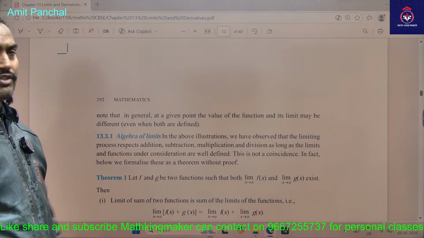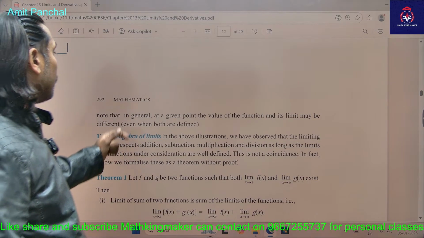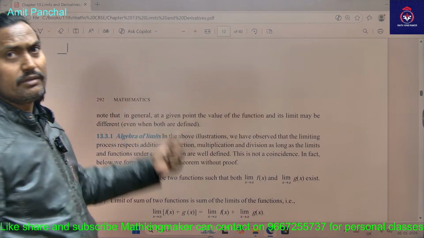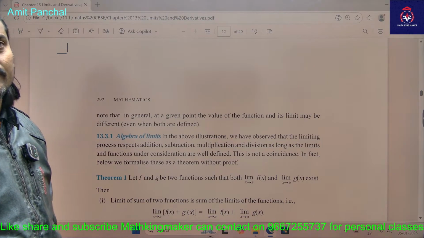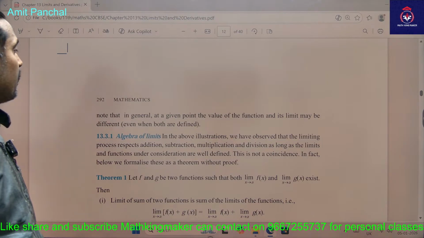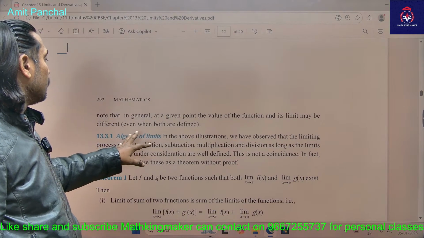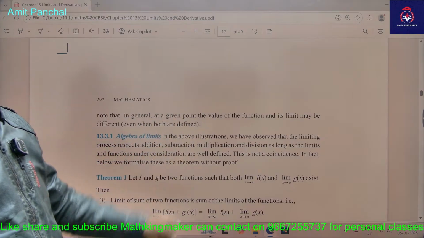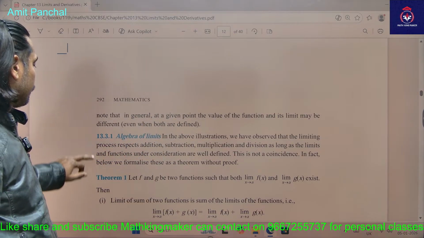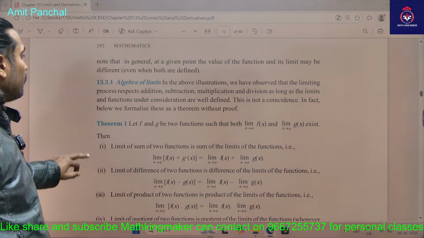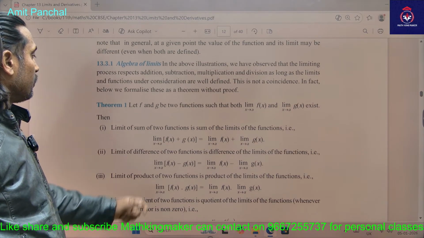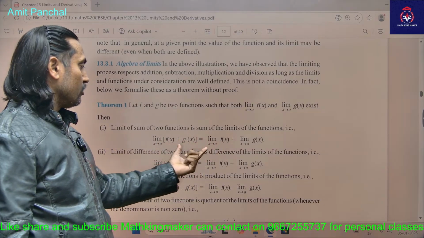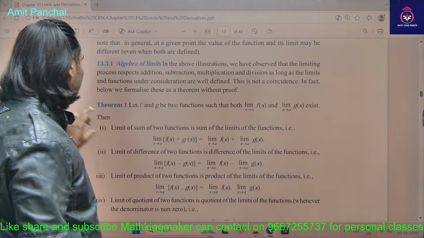So what we say, what is our approach, that at a given point the value of the function and its limit may be different. Okay, they may be same, they may be different. If they are different, then even when both are defined, in this case limit is not defined. And the algebra of limits, if two functions are there in sum, so we can take it separately. Okay, that is a simple algebra.